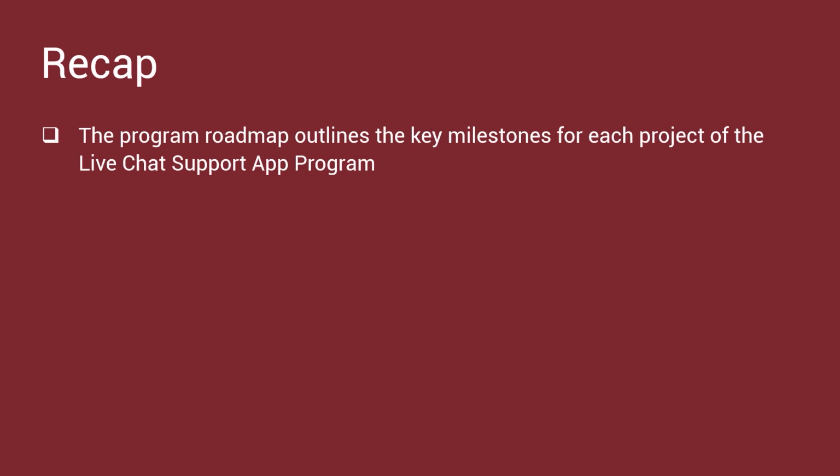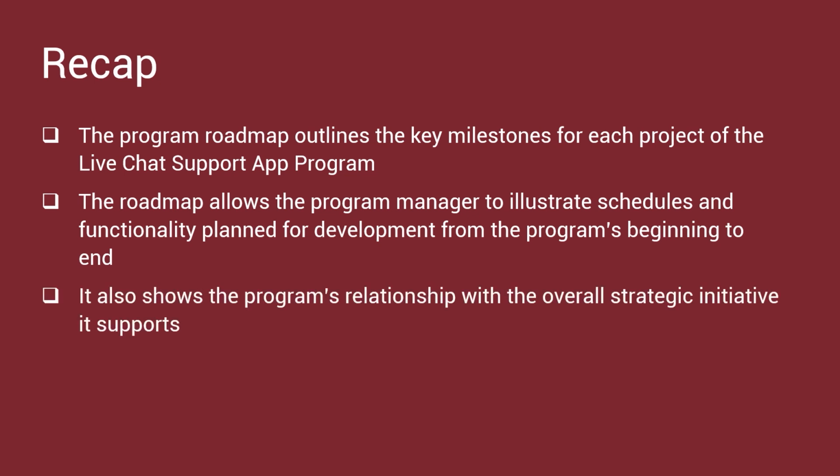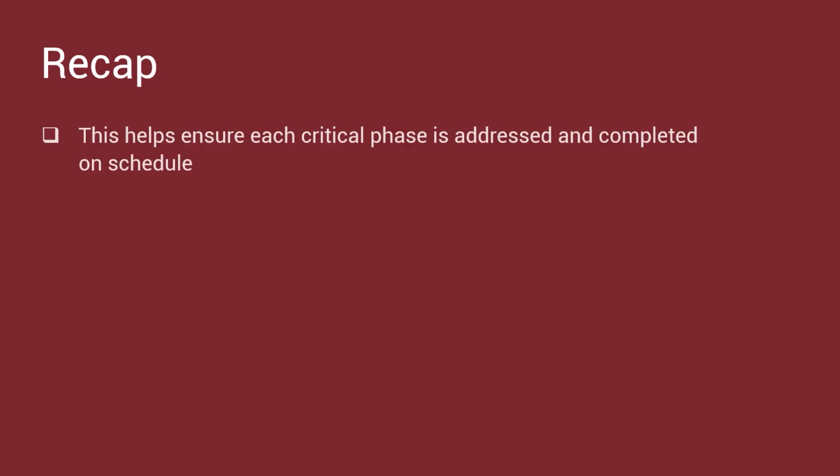In summary, this program roadmap outlines the key milestones for each project of the live chat support app program. This roadmap allows the program manager to illustrate schedules and functionality planned for development from the program's beginning to end. It also shows the program's relationship with the overall strategic initiative it supports. This helps ensure each critical phase is addressed and completed on schedule.